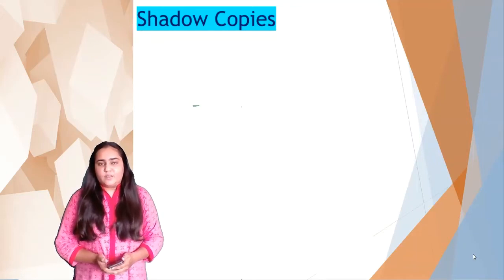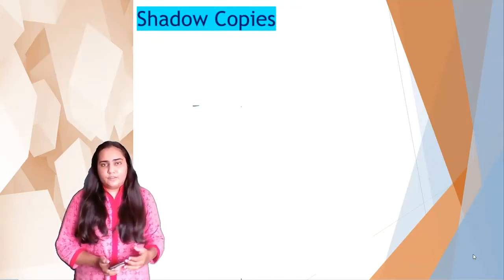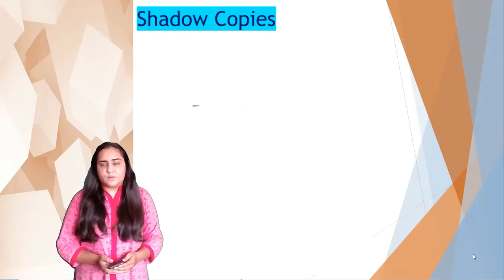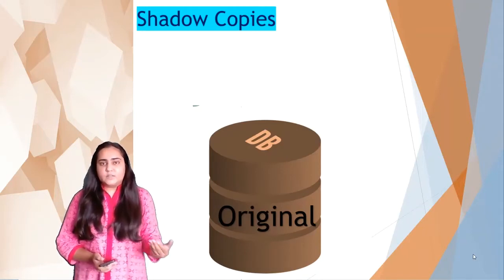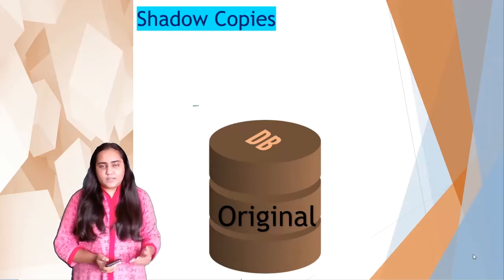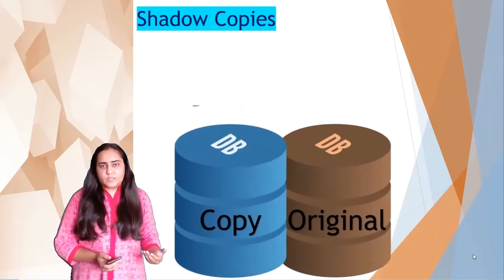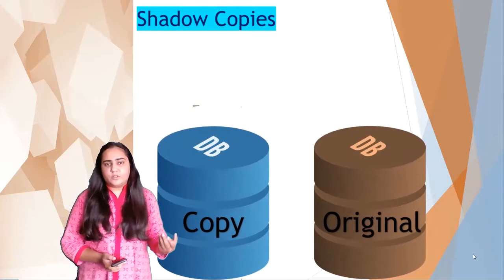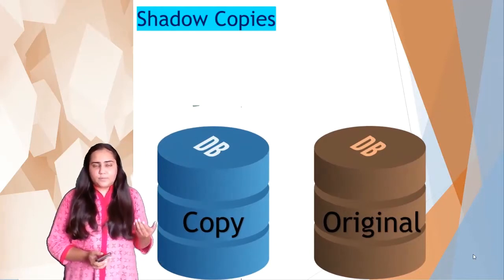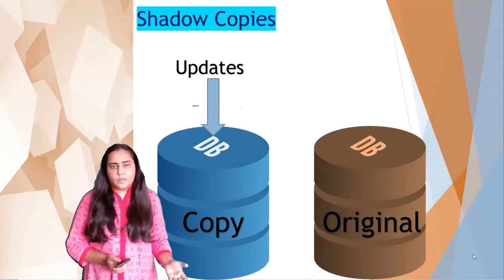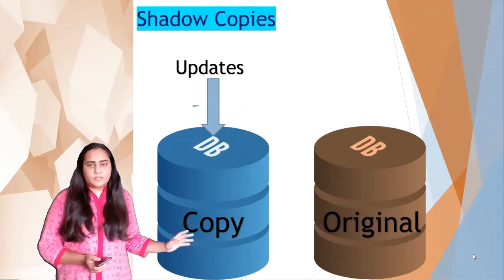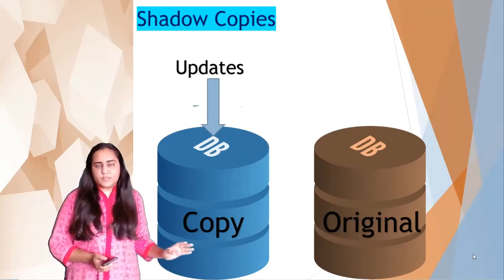One such method that can be employed to handle failures in a database system is known as shadow copying. In shadow copying, the original database, which is present in the secondary memory, is kept as it is, but a copy of this database is created, and this is brought into the main memory. And whatever updates need to be done are done on this copy and not on the original copy. So only this copy is updated, but the original database remains as it is.